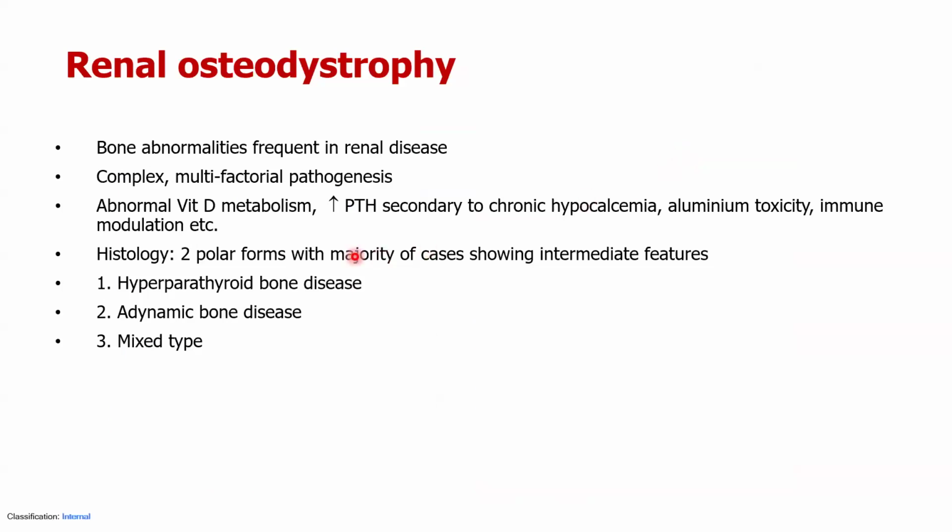Similar pathology is seen in renal osteodystrophy as well. Because of abnormal vitamin D metabolism, parathormone is increased secondary to chronic hypocalcemia. So it can increase because of aluminium toxicity because these patients undergo regular dialysis. And there are three different types of renal osteodystrophies that we come across.